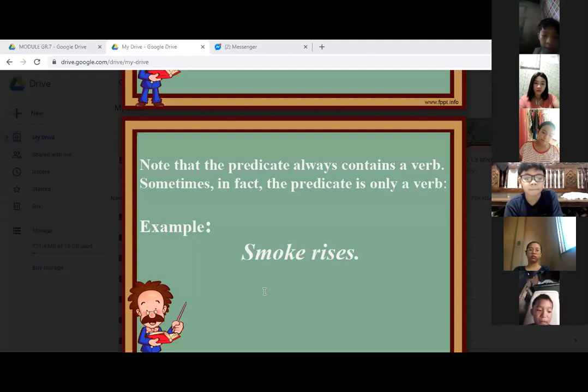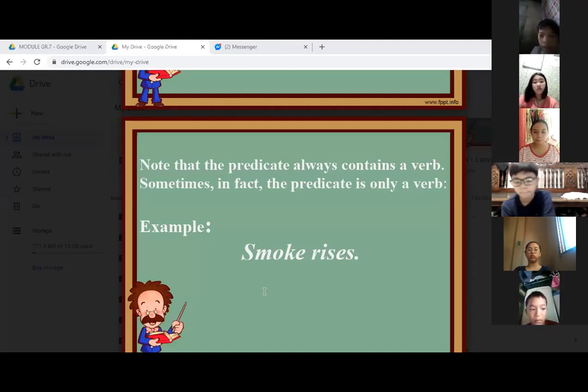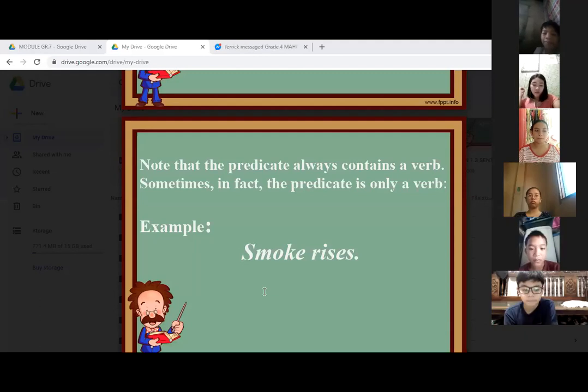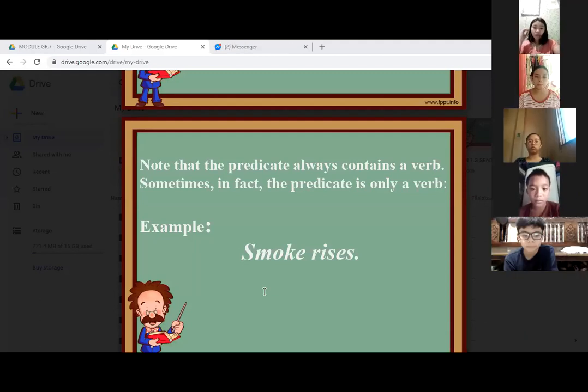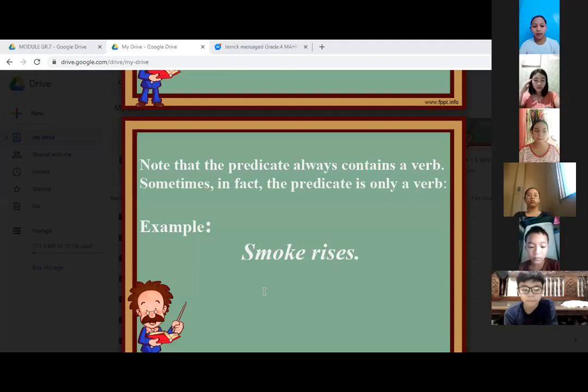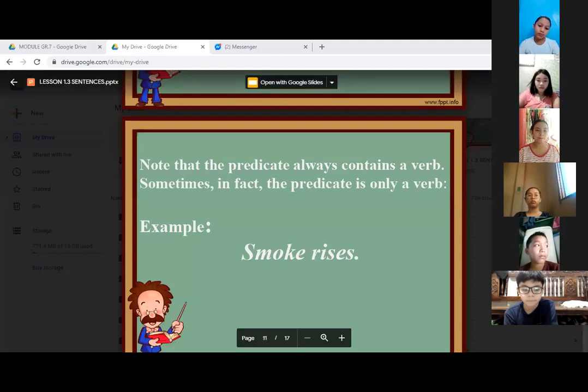Now, paano pag dinagdagan natin? The little boy is eating. Is it already a complete sentence? Yes, very good. Complete sentence na siya because there is already an action done by the little boy. Maliwanag? Okay, sige.